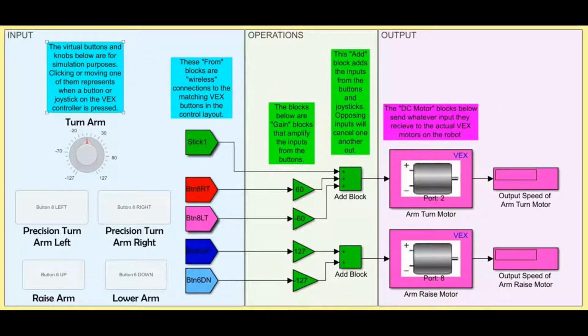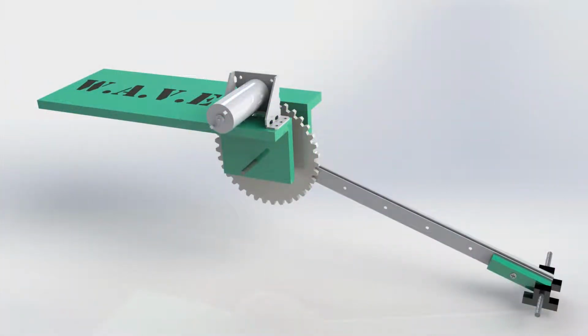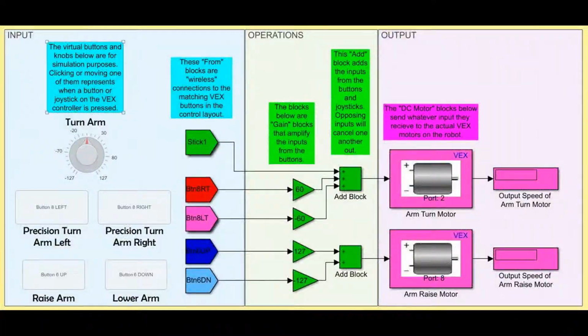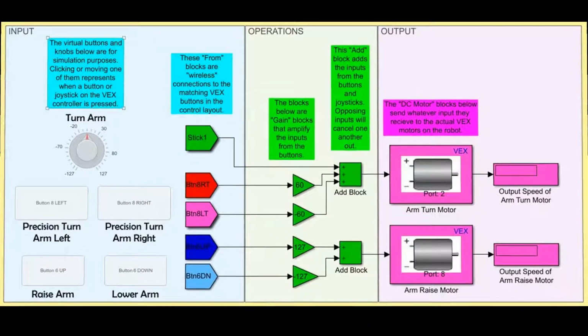Next was our robot arm or manipulator subsystem. The manipulator needed to be able to move up, down, and side to side using DC motors. In addition, we wanted two methods of side-to-side control: quick movement with a joystick and precision movement using two buttons. All of this was easily accomplished by running our button inputs through gain blocks to give them the ideal signal strength, then by connecting them and the joystick input with add blocks to the motors.